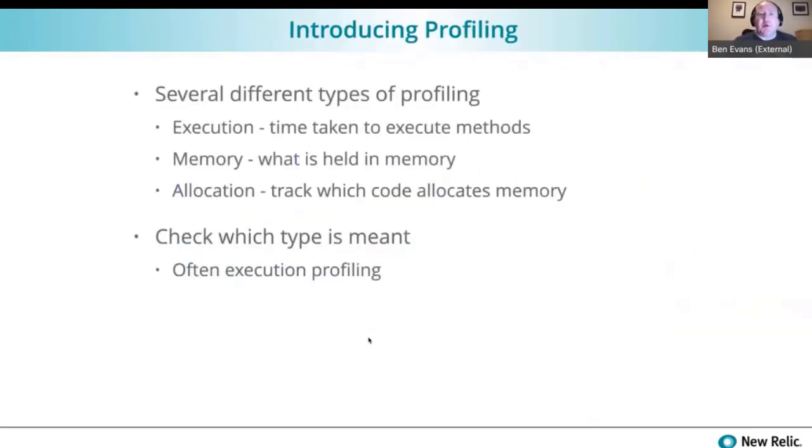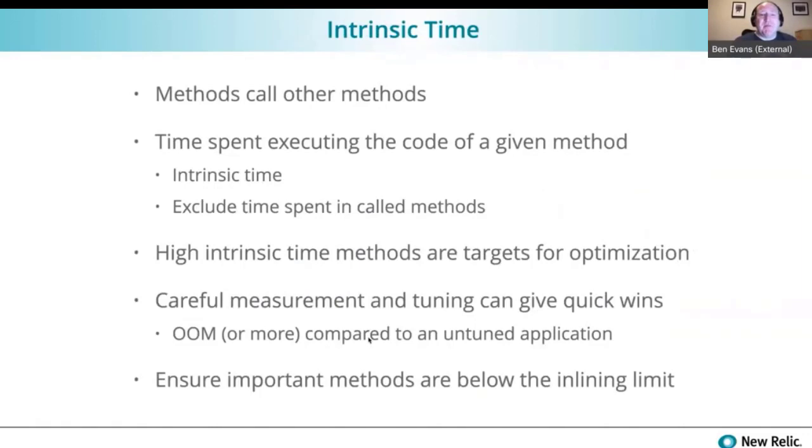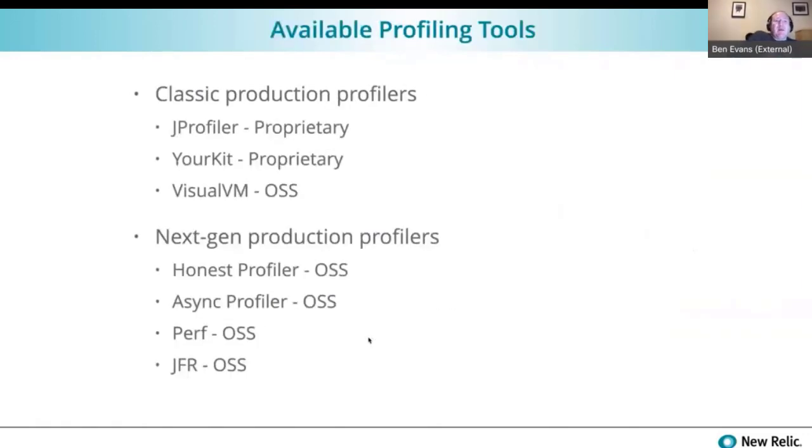In this case, I'm going to talk about execution profiling. And you should ask Kirk Pepperdine, if you get him, to tell you all about execution profiling and intrinsic time and how the profiling tools break down. So traditional profilers are things like JProfiler and YourKit, and they're fine, but they rely on sampling. Whereas things like Honest Profiler and Async and JFR do not rely upon thread sampling.